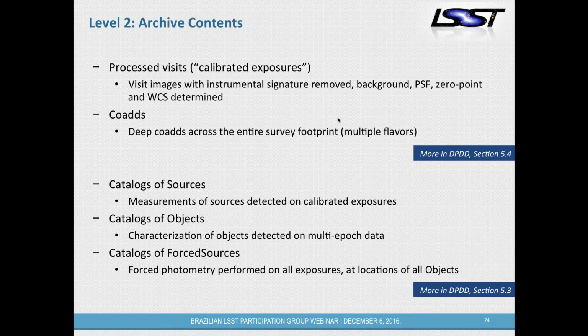We're going to have catalogs of objects. These are objects that are detected on coadds and then characterized with a method called multifit, and catalogs of forced sources. For each object we detect on coadds, we will go and photometer it on every single image, every single exposure, every single visit that was taken in that area of the sky, so that you can create light curves and do further or different kinds of characterizations than you would only on the coadds.